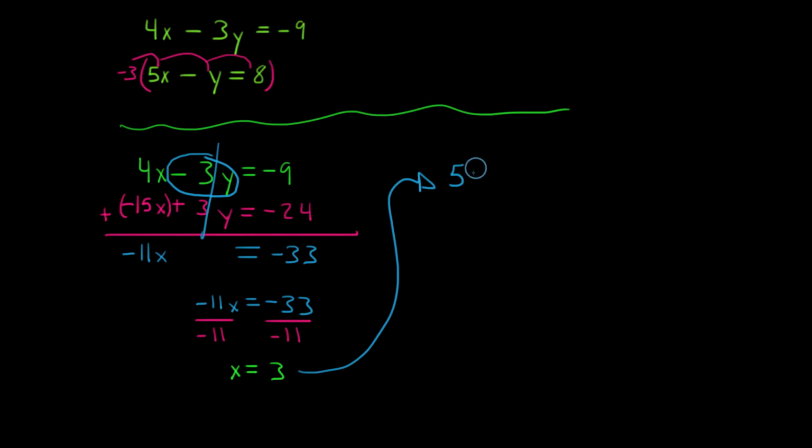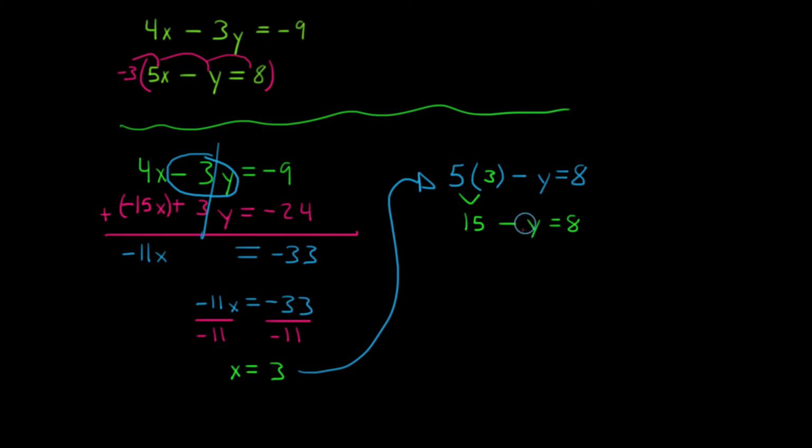So I have 5 times 3, close parentheses, minus y is equal to 8. All right, I'm going to change colors. So now I have 5 times 3, it's 15, minus y is equal to 8. Okay, so now just take a look here. I have 15 minus y equals 8.